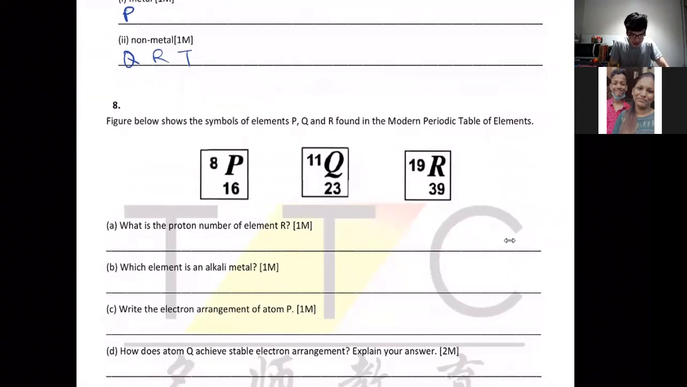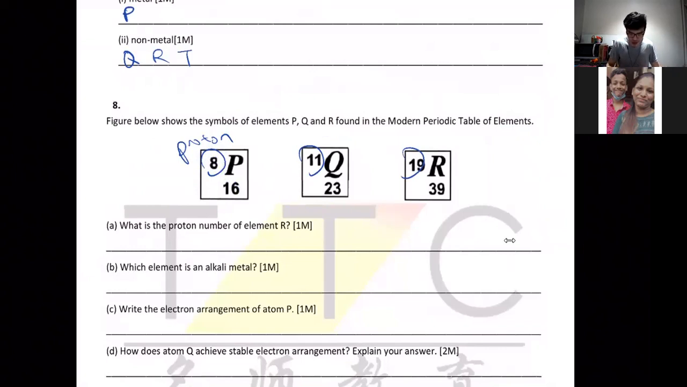So next, 8. Figure below shows a symbol of PQR found in the modern periodic table element. So, like I said, the smaller number is usually the proton number. Okay, it might sound weird to you. Sir, why is the number sometimes at the bottom, sometimes at the top? Don't ask me. If you look at periodic tables from the internet, some people, as they like, put the proton number at the top. Some put it at the bottom. Don't ask me why. This is more of a personal preference. But the smaller number is always the proton number.